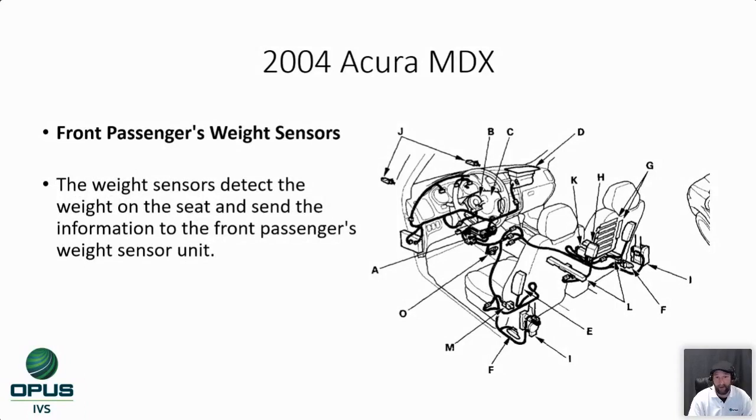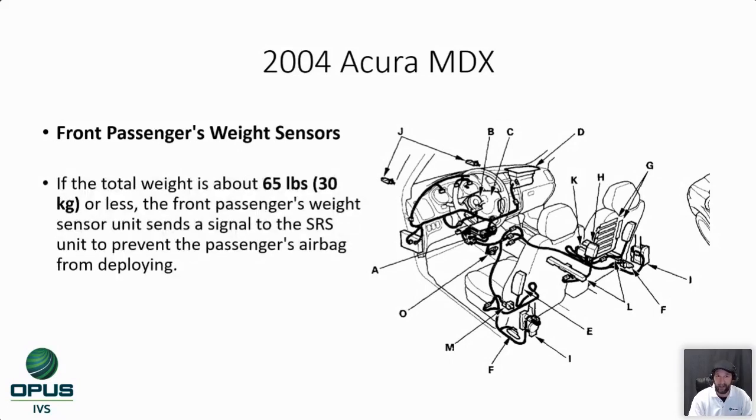The weight sensor detected the weight on the seat and sends the information to the front passenger seat weight sensor unit. Now, notice how they worded that, the front passenger seat weight sensor unit. They didn't say OPDS, they didn't say ODS unit. No, this is where lots of reading in the service information and making some judgment calls are important.